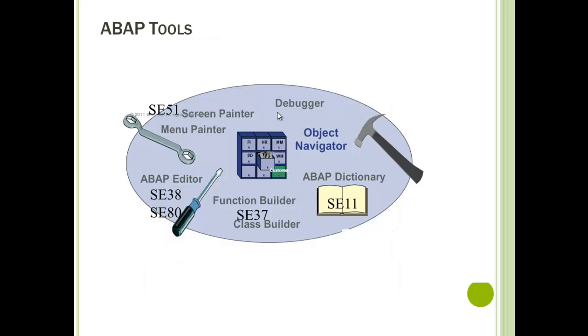And ABAP uses quite a number of tools. For example, screen painter is SE51, and ABAP dictionary is SE11. We have also seen SE38, how to create a program, SE80 also ABAP editor, and the function module is SE37. This is the transaction code for creating a function module. A function module is a kind of program that interfaces one program to another program. So far we have seen SE38.